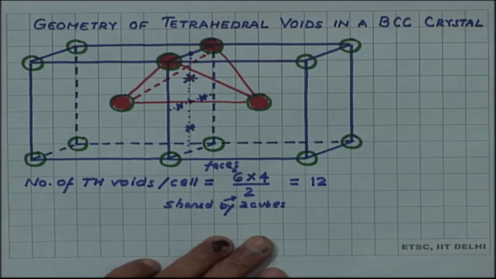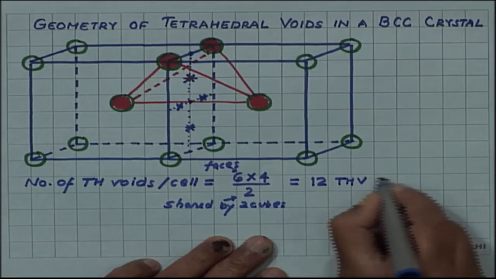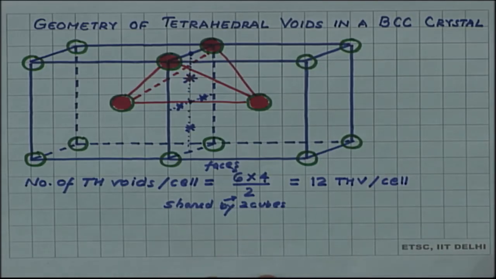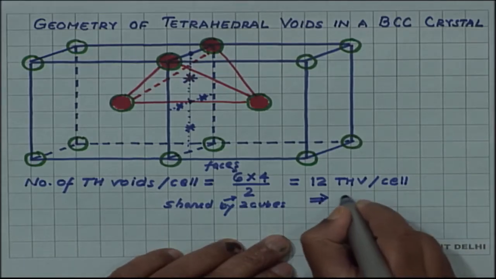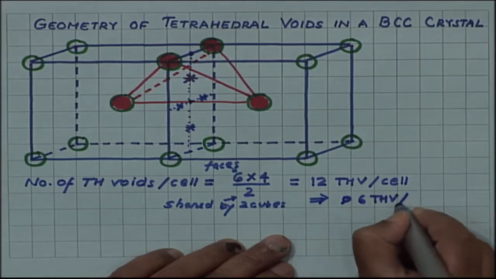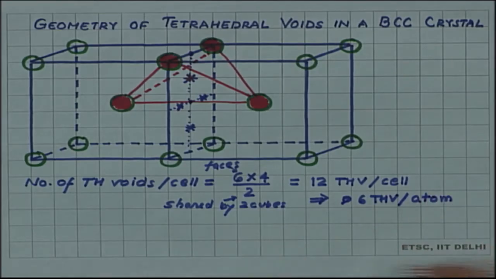So, you have 12 tetrahedral voids per unit cell, and if you recognize that there are 2 atoms per cell, you can convert this number into 6 tetrahedral voids per atom. Recall in cubic closed packed we had got only 2 tetrahedral voids per atom. So, the number of tetrahedral voids in BCC is much more.